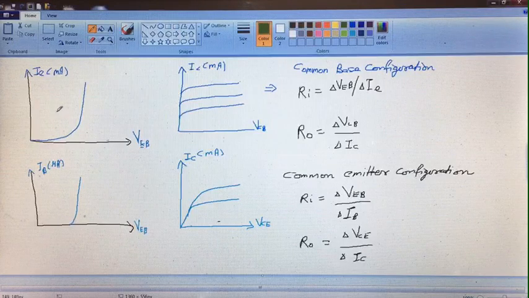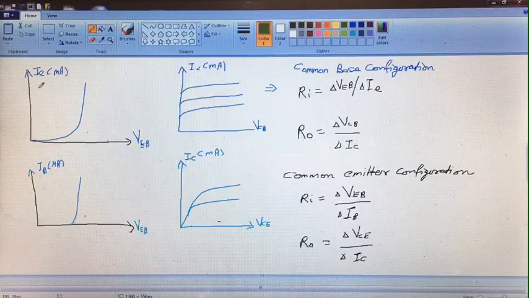From these graphs, we are going to discuss the input resistance, output resistance, and dynamic resistance of the common base configuration and common emitter configuration. So first we are considering the input resistance of the common base configuration.